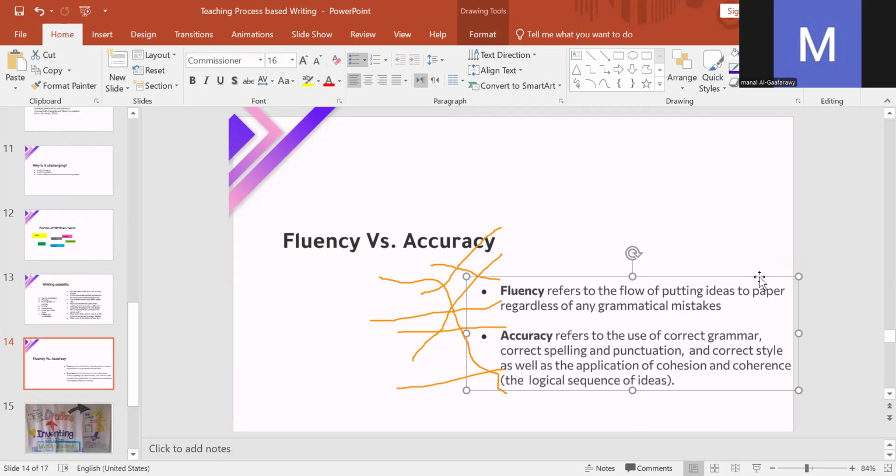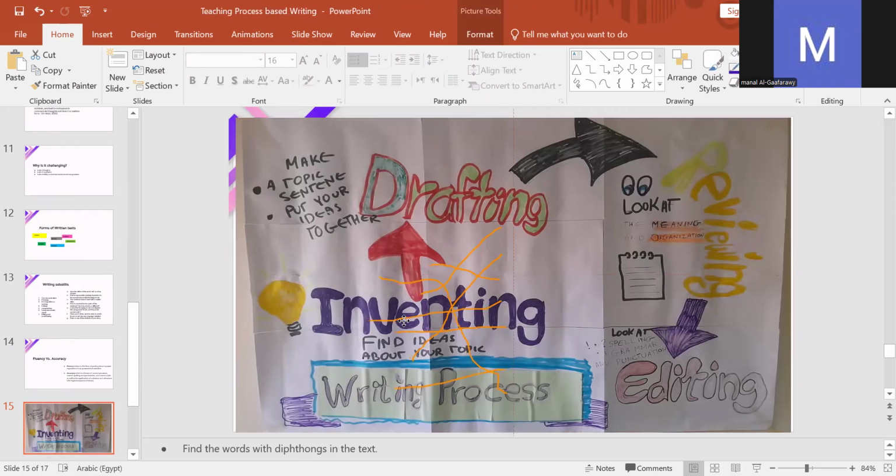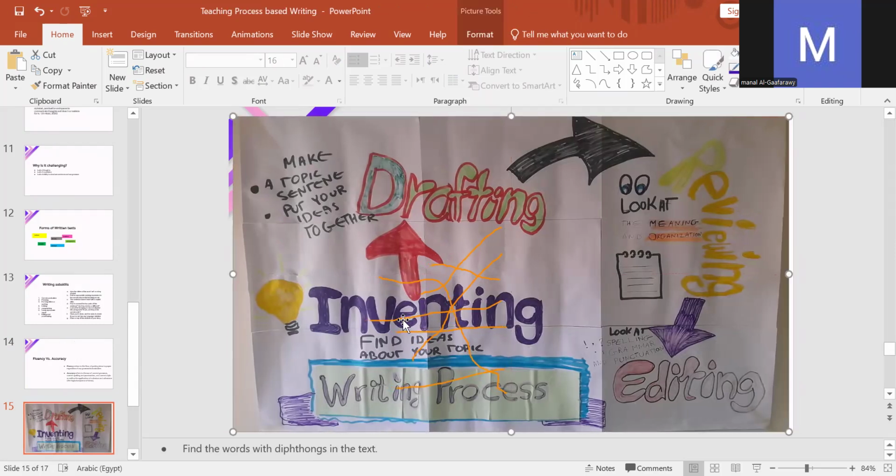The question is, when it comes to teaching writing, should I focus on both concepts? Should I focus on accuracy all the time? To answer this question, let's have a look at the four main phases or stages of the process of writing. At the very beginning, we start with the phase of drafting. The phase of inventing. So this is the first stage, inventing.